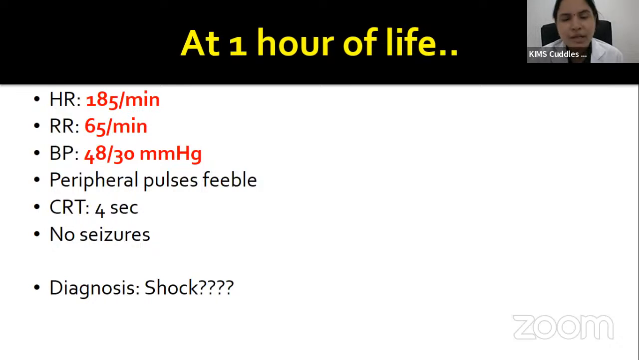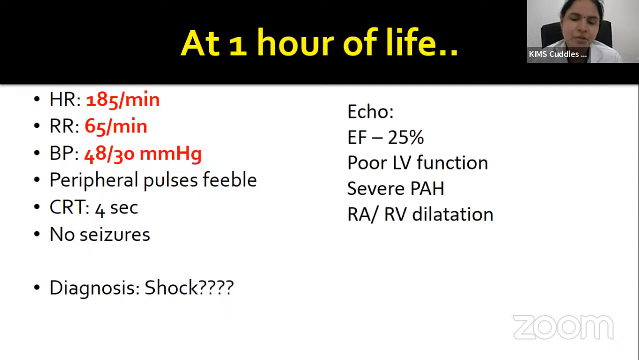So we clearly can appreciate that this baby with tachycardia, systolic hypotension, feeble peripheral pulses, and prolonged CRT clearly is in shock. So we get a bedside echo, which shows an ejection fraction of 25%, which is just borderline low, poor myocardial contraction or LV function on eyeballing, with signs of severe pulmonary arterial hypertension. So this is a case of clear-cut asphyxia with PPHN.